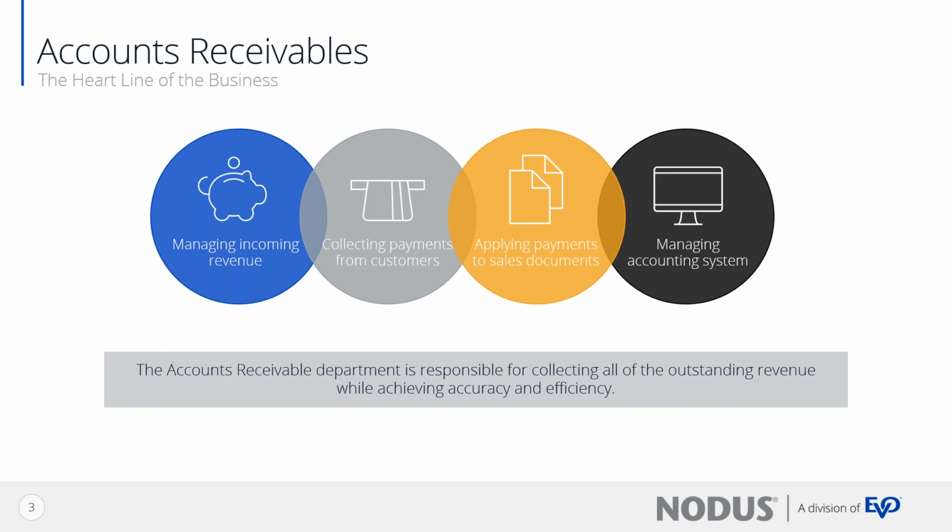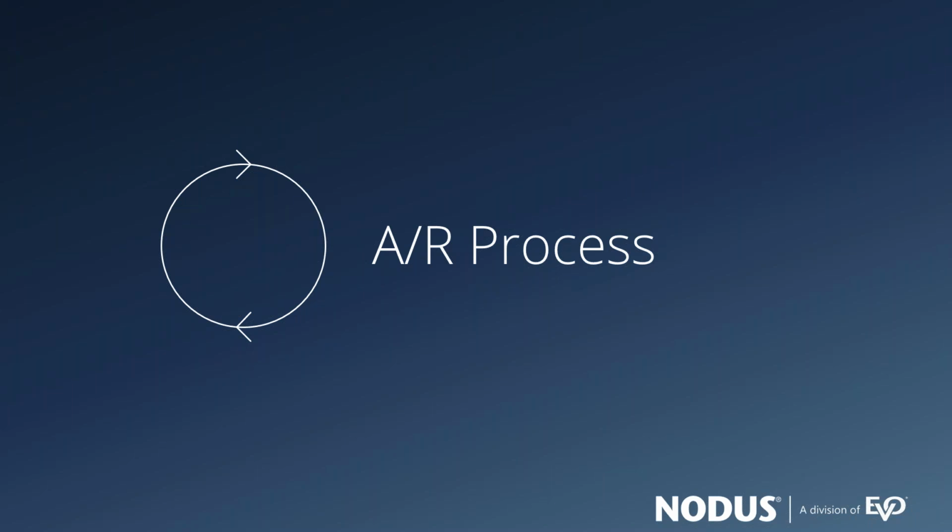So basically, the accounts receivable department is responsible for collecting all the outstanding revenue while achieving accuracy and efficiency. And that's basically what we will talk about now. So we'll talk about efficiency. In order to do that, we have created a very simple workflow, which will help you picture what a typical AR process looks like.